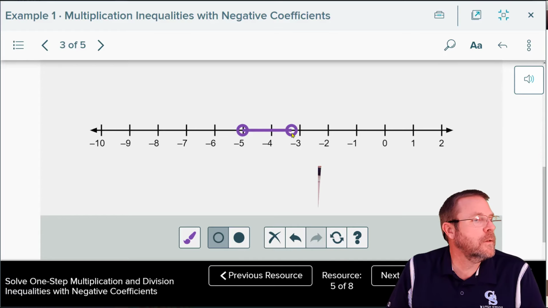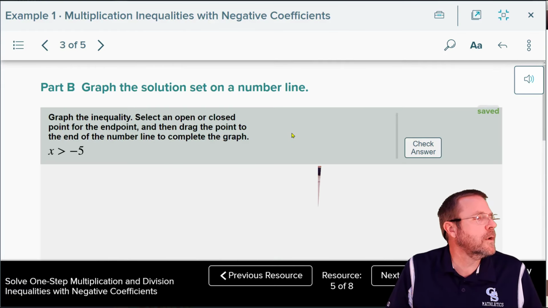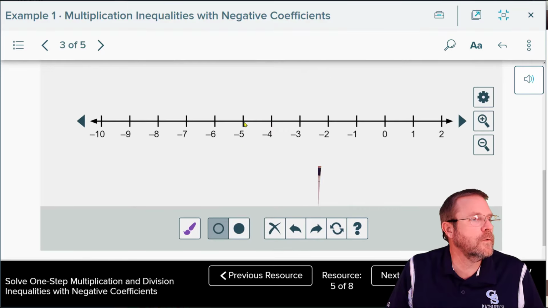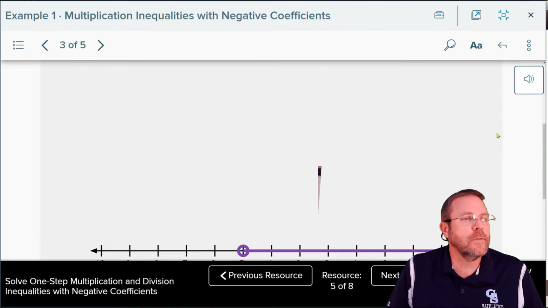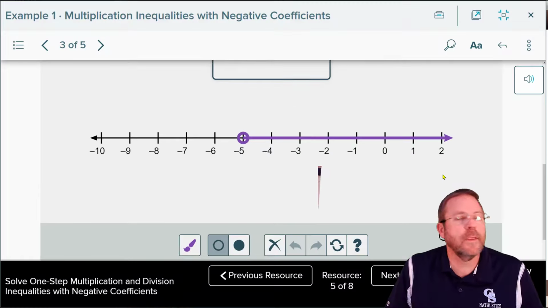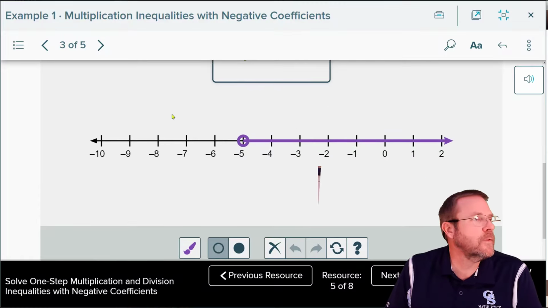And then, actually, let me go back and see. x is greater than it. Now I figured out how to work this. So we're going to start at the -5, and we're going to drag to the greater than sign, just like that. Check your answer, and the answer checks. Nothing to do in these.